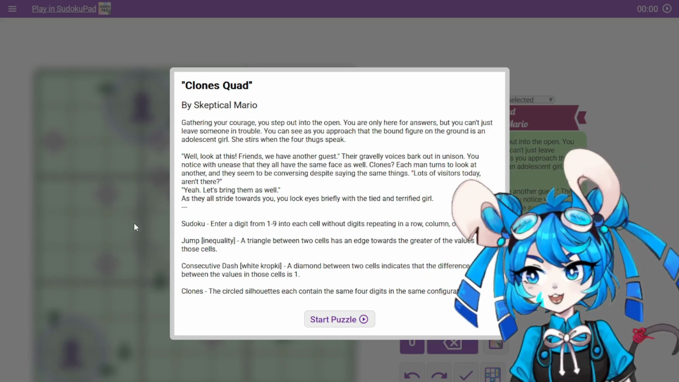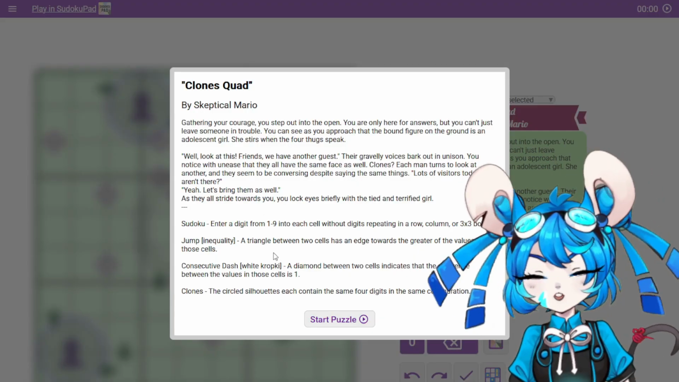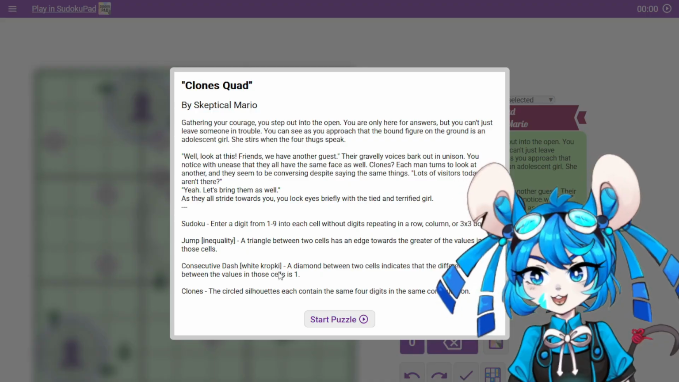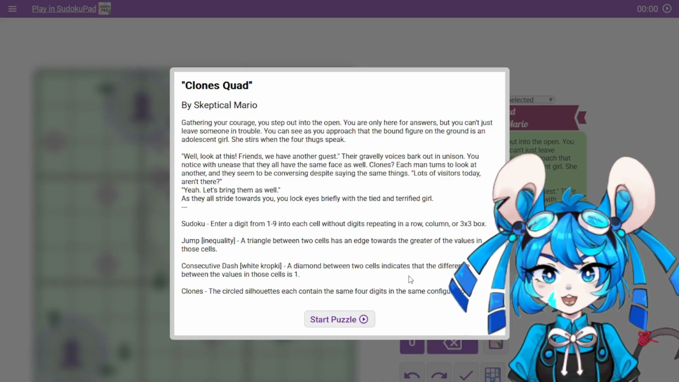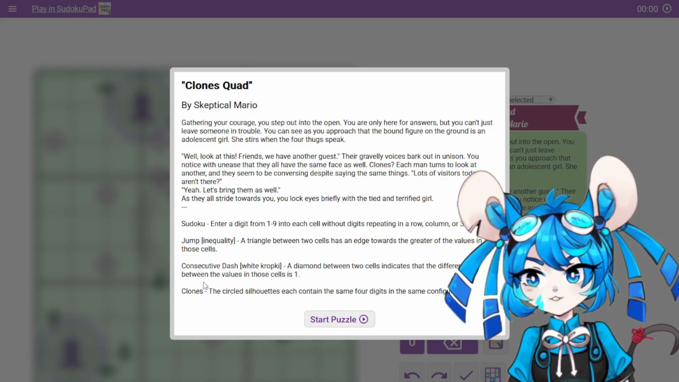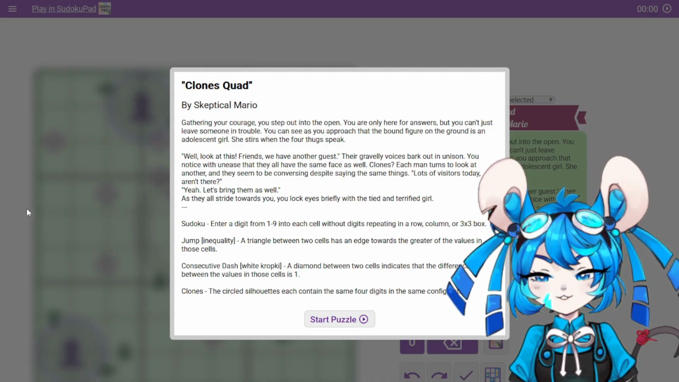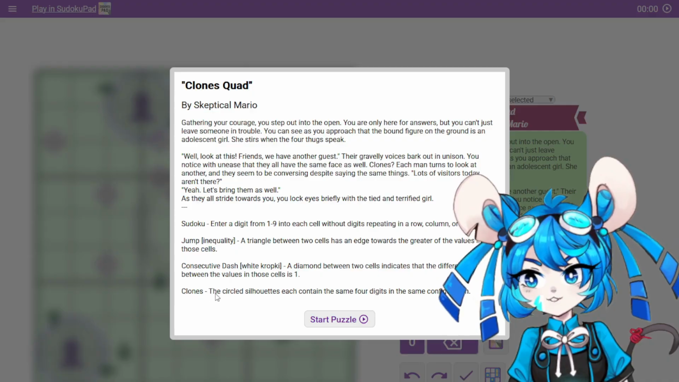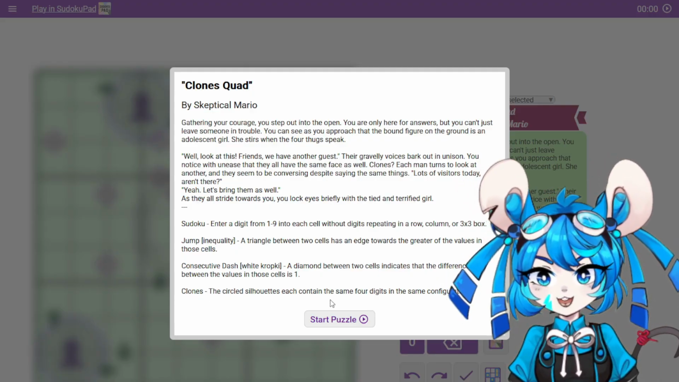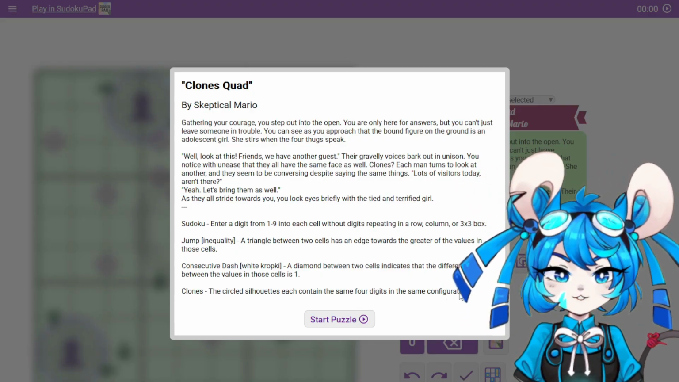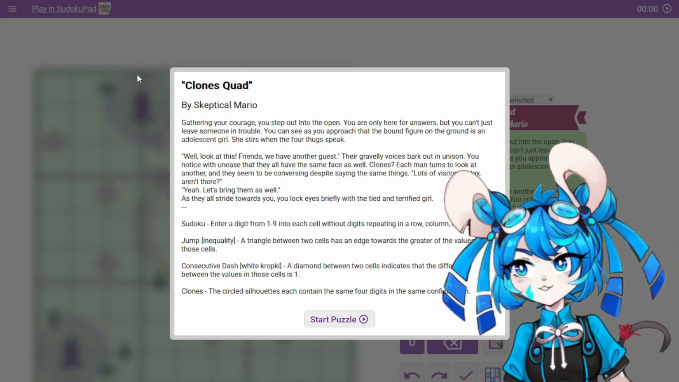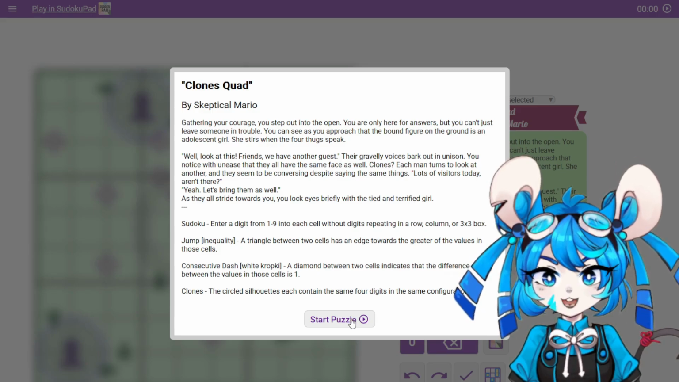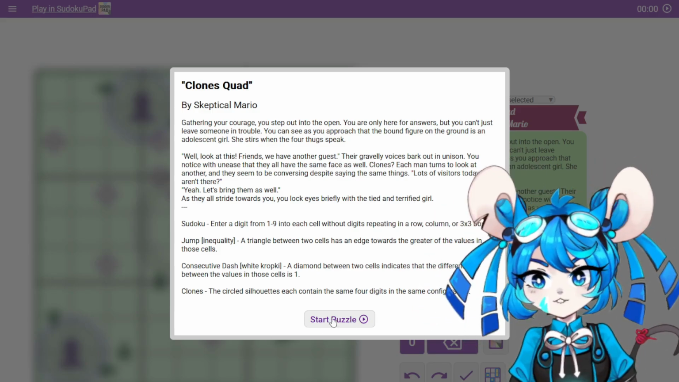So we have 1 to 9 Sudoku, we have jumps, inequalities, we have consecutive dash, white crop key. A diamond between 2 cells indicates that the difference between the values in those cells is 1, meaning they are consecutive. Consecutive dash. Clones. The circled silhouettes each contain the same 4 digits in the same configuration. Interesting. I can see some shadowy clones back there. But let's get started.